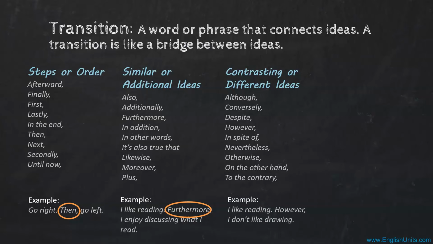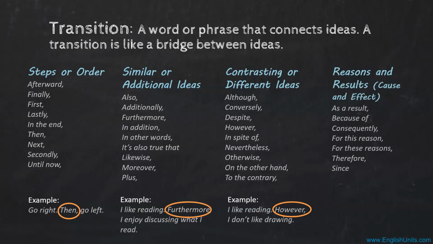Here's one example. I like reading. However, I don't like drawing. Do you see the transition word? However. However shows us that we have one idea before the transition and a different idea after the transition.